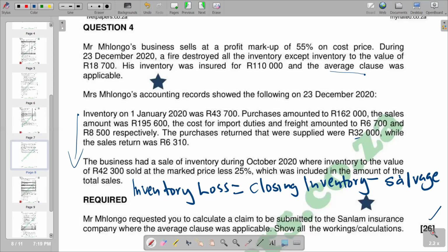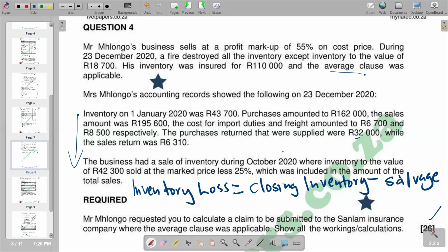So basically, this is going to be our formula for calculating inventory loss. That is closing inventory minus salvage. So remember, we want to find the value of the inventory that was destroyed. So it's the amount of inventory that remained after the other inventory was destroyed. We are given it as 18,700. That is the remaining inventory, the representation of our salvage.